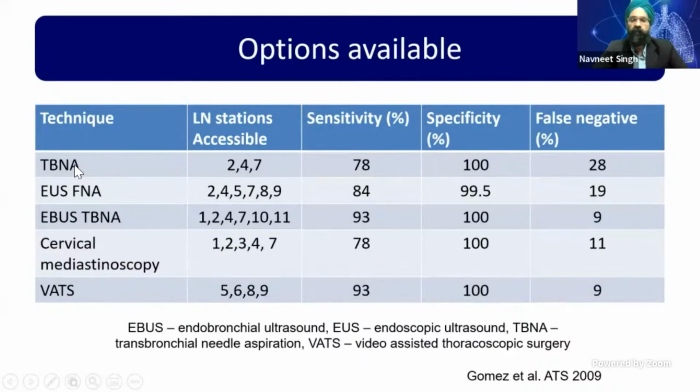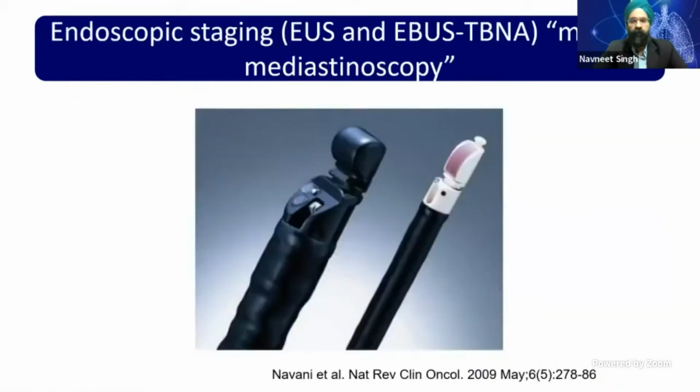The transbronchial needle aspiration, which is basically a bronchoscopic technique, and now most commonly we use the EBUS technique. But you can also go via the upper GI tract and do the EUS FNA. Again, very good specificity. And cervical mediastinoscopy and VATS are typically reserved for patients in whom the endoscopic procedures are negative. And so this is what is called medical mediastinoscopy, the combination of EUS and EBUS TBNA.